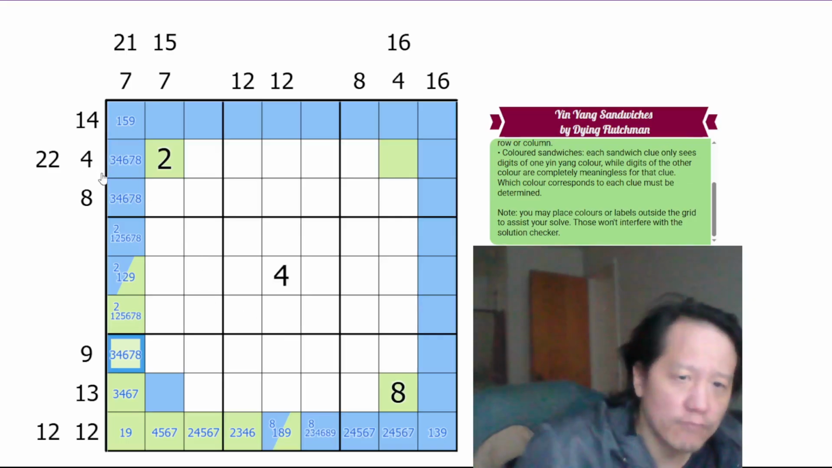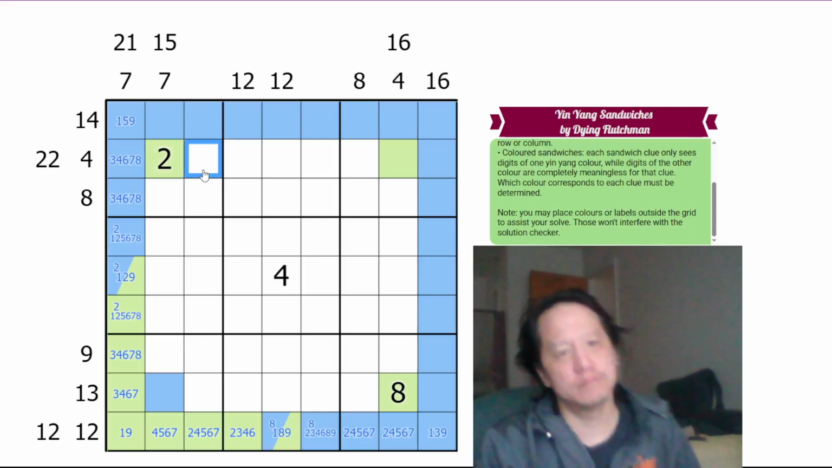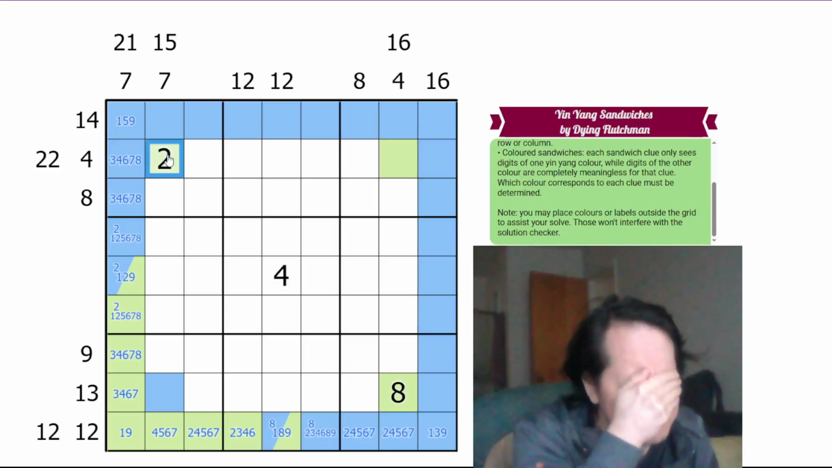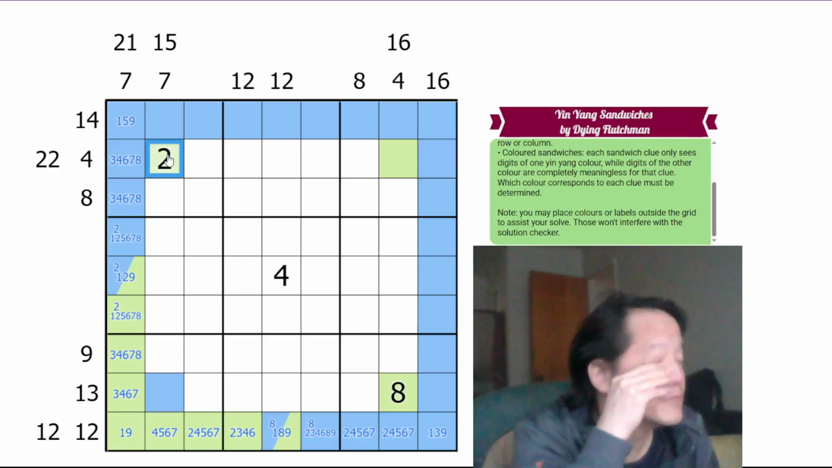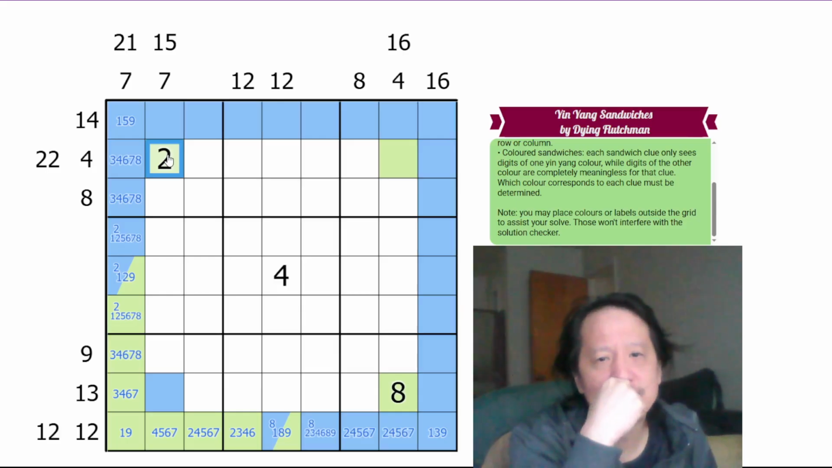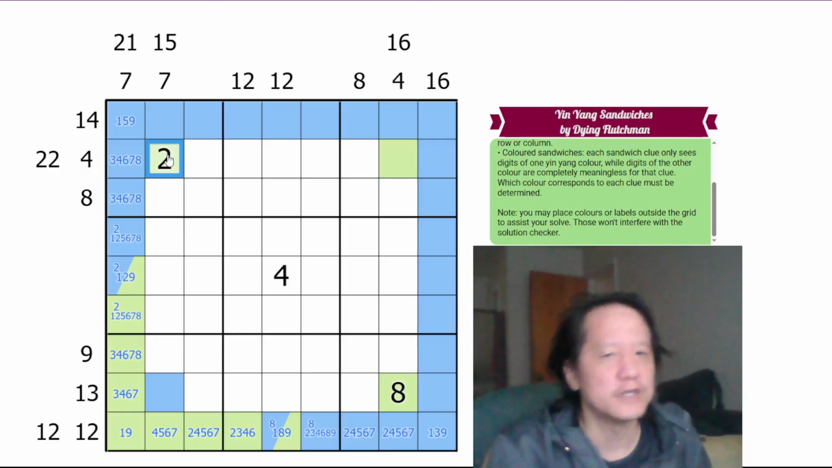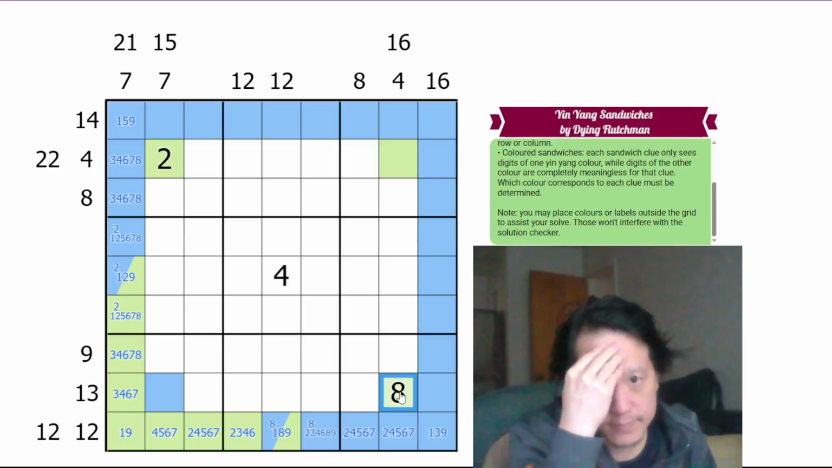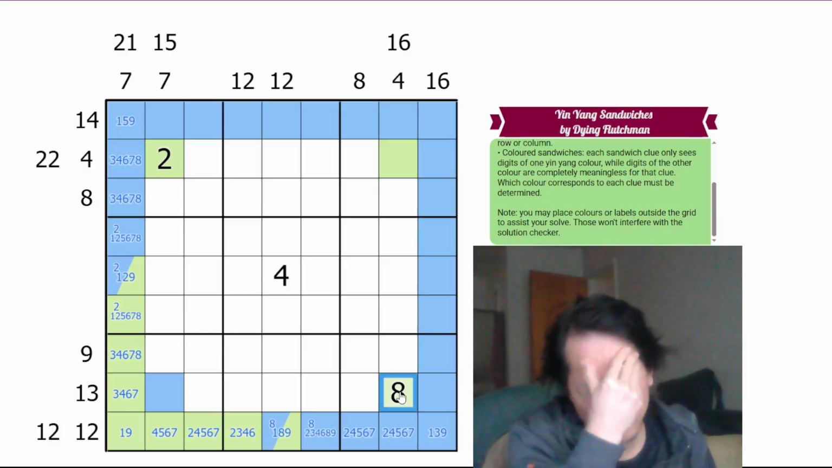Okay. Let's say the 2 could also be... Could be a lot of things in between. What else do we have? There's the 8 for column 8. But that's not that helpful either.